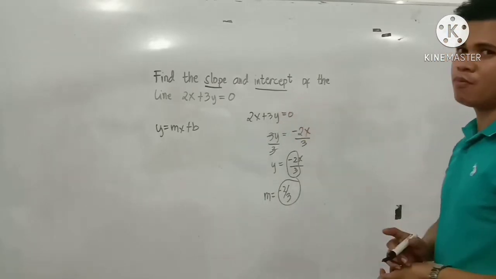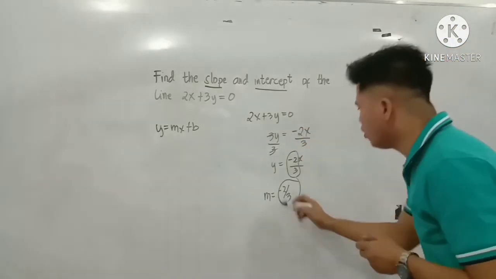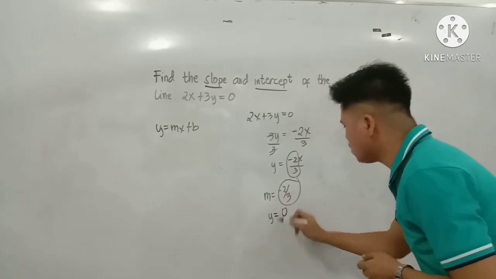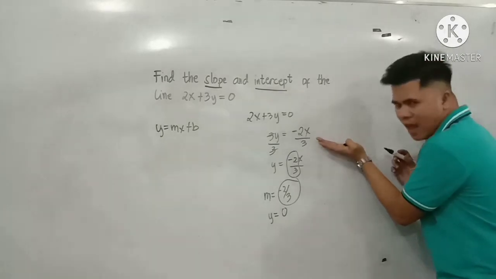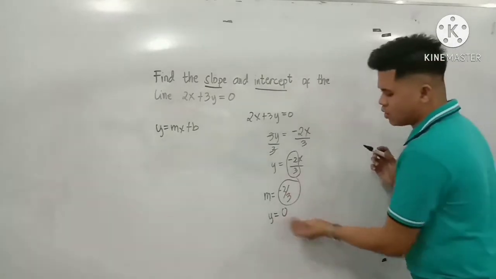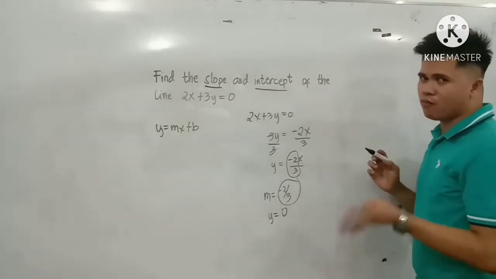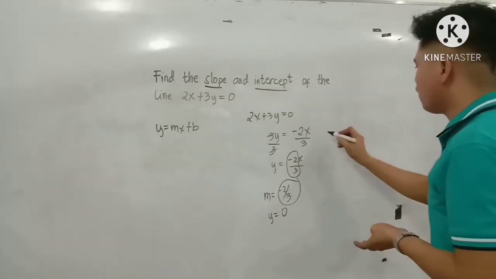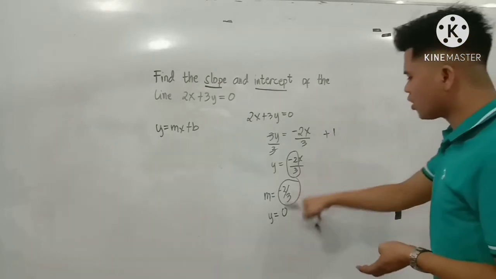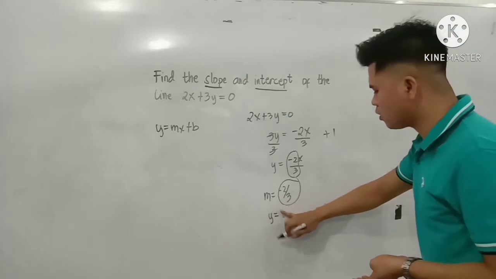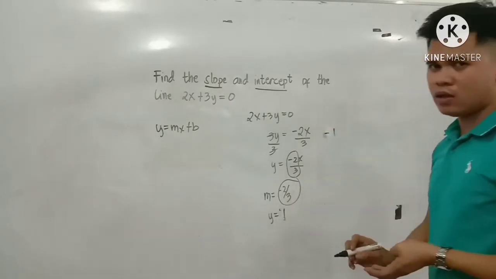How about the intercept? Since we have no constant here, automatically our y is 0. As you observe, we have no constant. So, automatically our y is 0. If there is a constant, then just copy the constant. For example, if there is a positive 1 or plus 1, automatically our y here is simply 1. Or if it is negative 1, our y is negative 1.